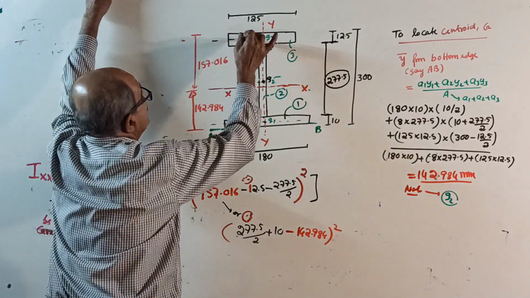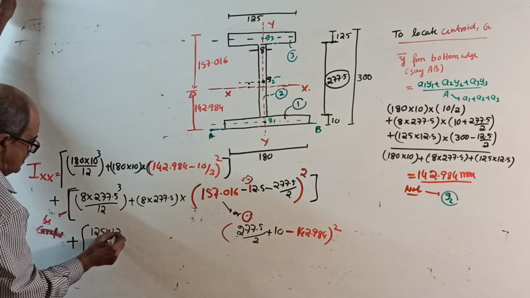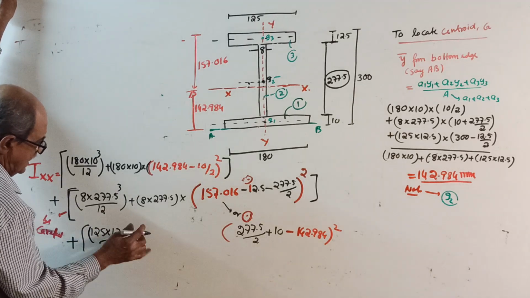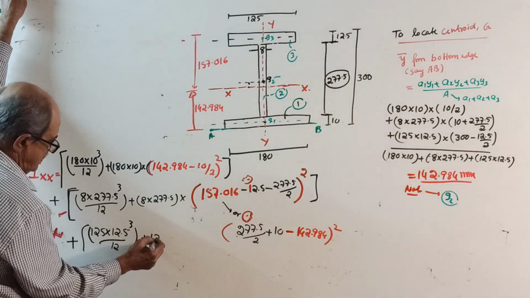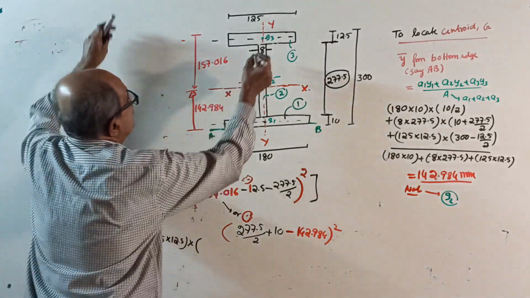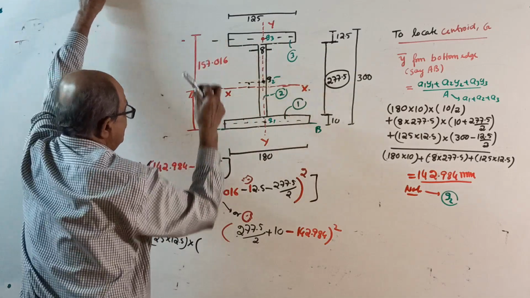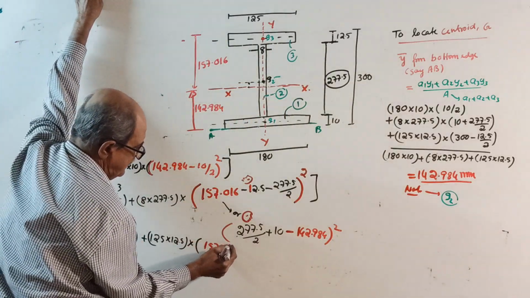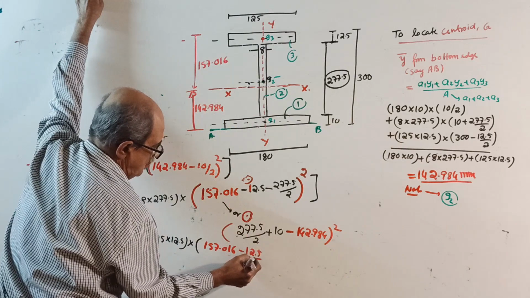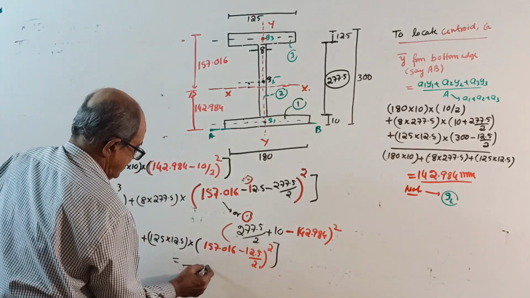This is easy. I about its own centroidal axis: 125 into 12.5 cube by 12. I am reading it; sometimes writing may not be clear. Plus area, 125 into 12.5, into the distance from centroid to XX squared, that is 157.016, from that subtract half of 12.5, that is 12.5 by 2, whole square. We will use this for the last one. Close, calculate and get the answer.